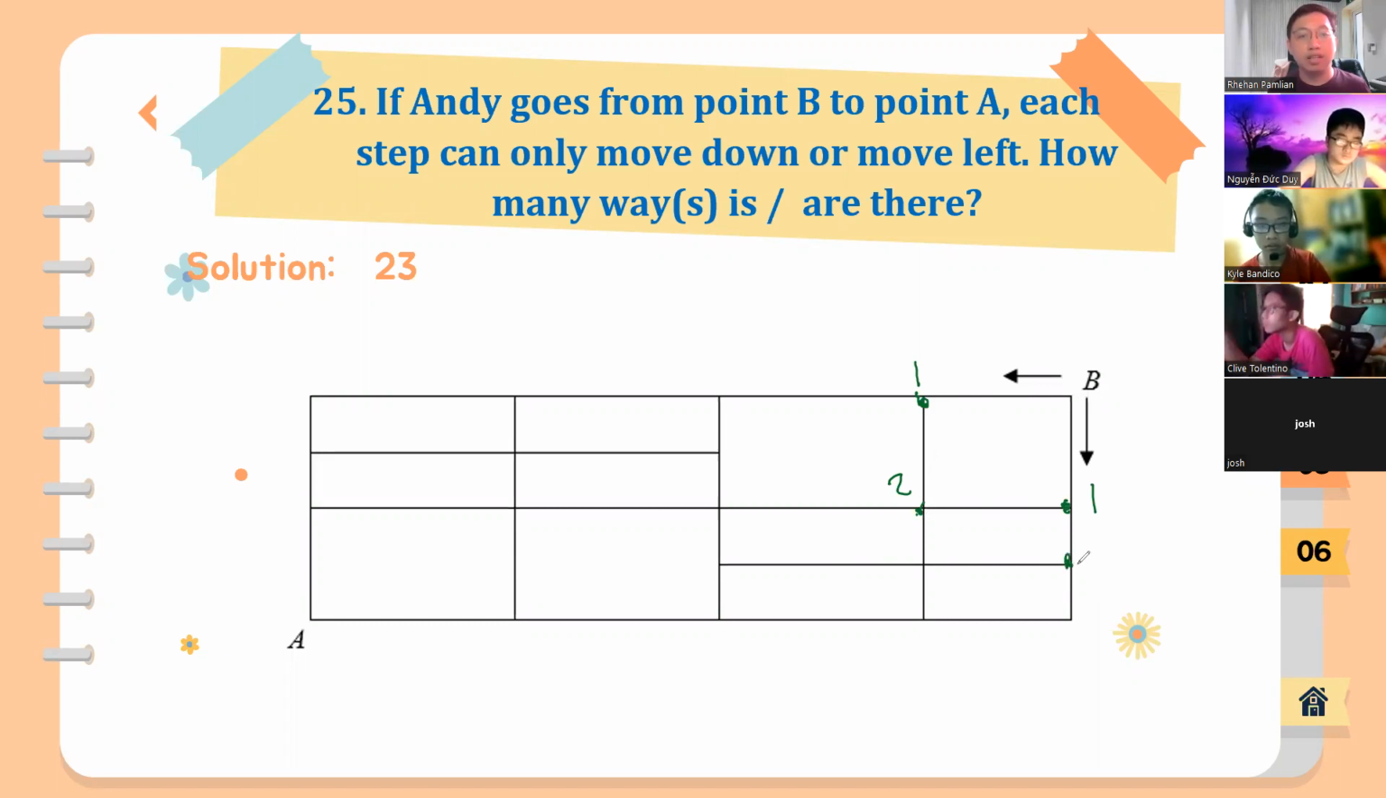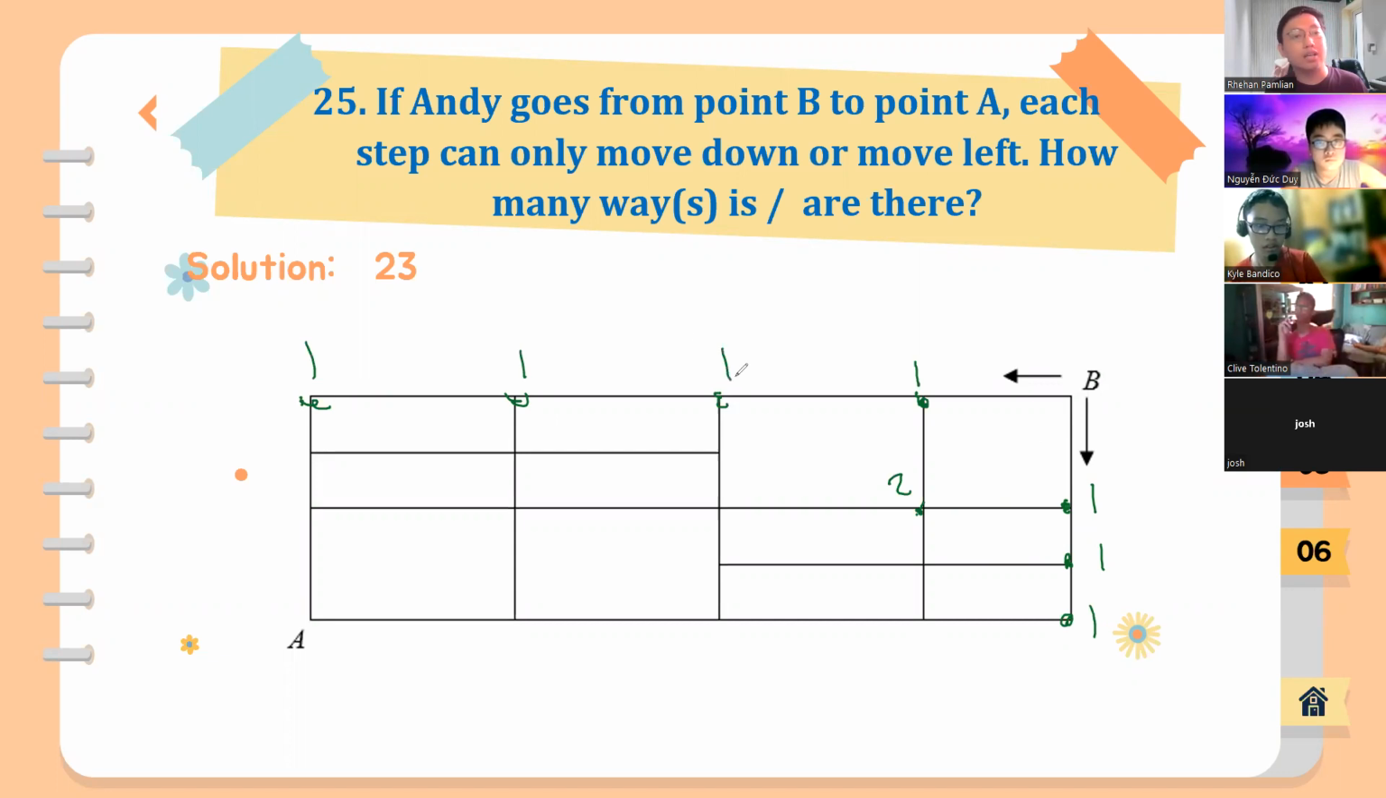To arrive at this point, there is how many ways? One. Okay, because you can either move down or move left, right? So moving down, moving left, moving down, you cannot move right. So that's not possible. Move down or move left only. So here you have one way. So all these sides here would be one way.